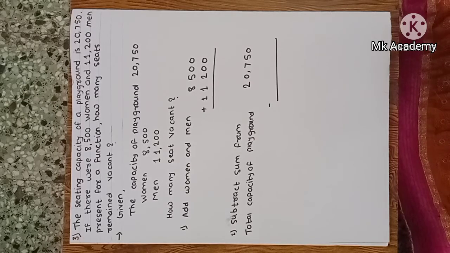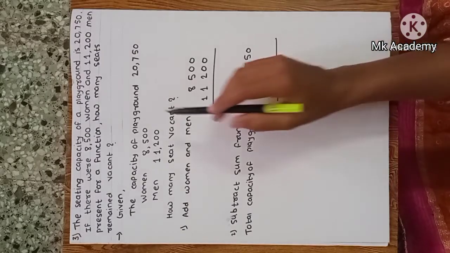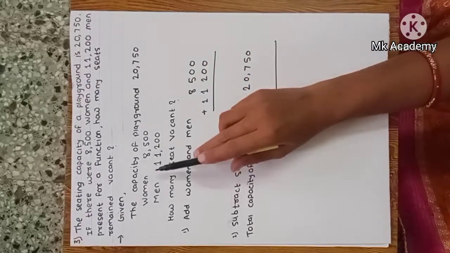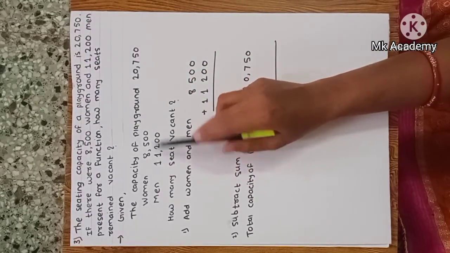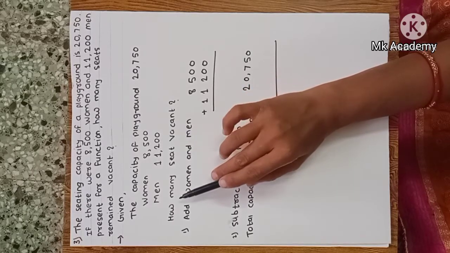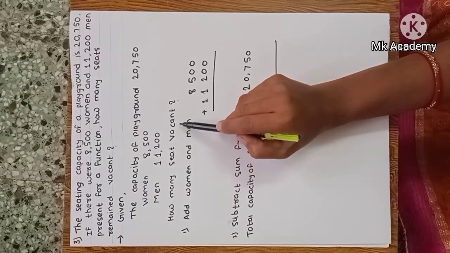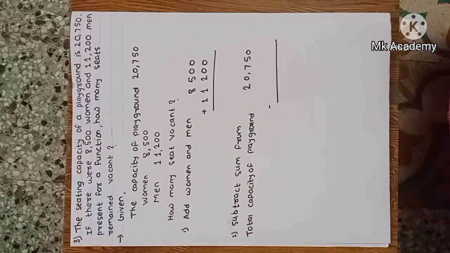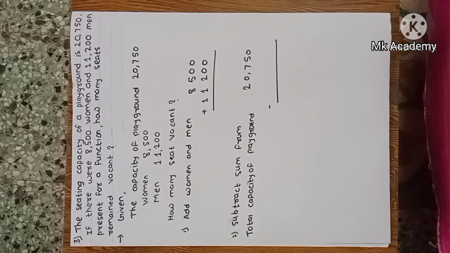Now, in this example, first we write what is given. The capacity of the playground is 20,750. Number of women 8,500. Number of men 11,200. And what is asked here? How many seats are vacant in the playground? Now, first we add the women and men in the playground.